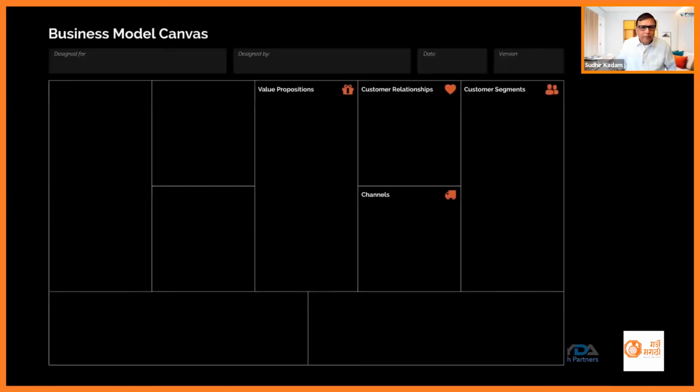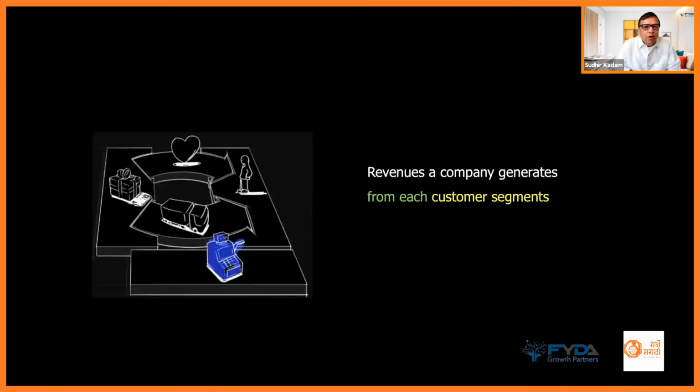So we have now looked at these two blocks. The third block that we want to look at today is how do we capture this value? So we are going to open up the block here called the revenue streams, and we're going to talk in terms of what are the different revenue models. The revenue block is about how a company generates revenue from each customer segment. So what value are your customers paying for? Where is the revenue coming from?